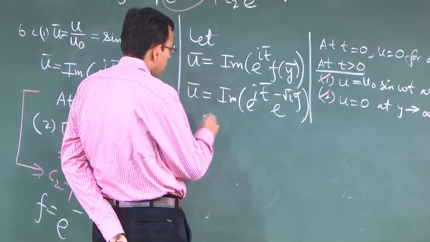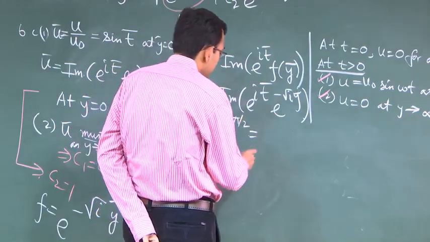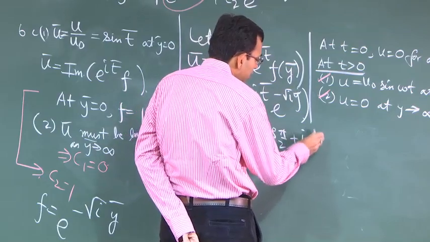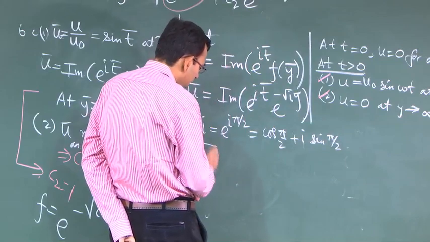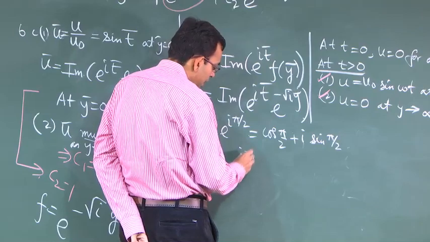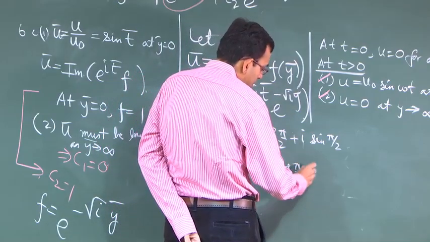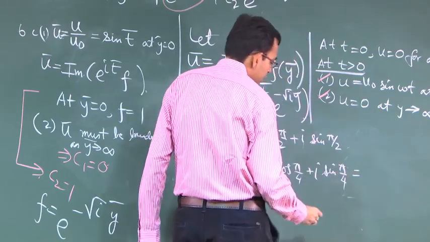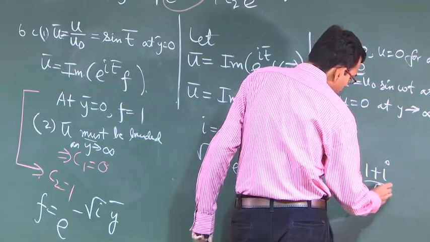i is e to the power i pi by 2. Why? Because it is cos pi by 2, which is 0, plus i sin pi by 2, which is 1. So, square root of i is this to the power half, that is e to the power i pi by 4. This is cos pi by 4 plus i sin pi by 4. So, this is 1 plus i by root 2.